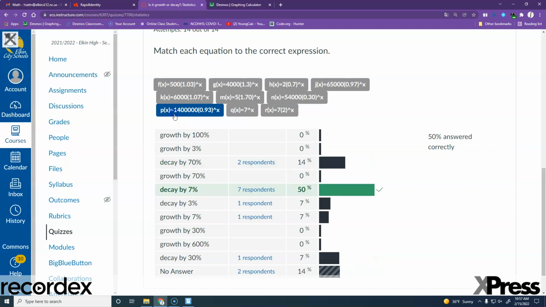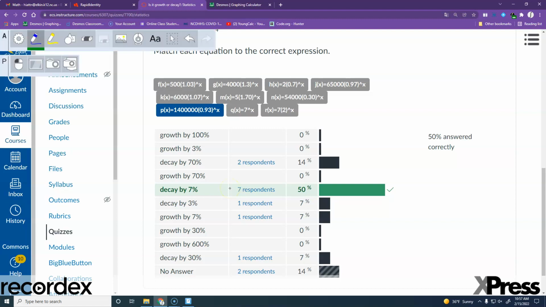For P, a little bit better on this one. This is decay by 7. Again, you're taking that 0.93. You're going to subtract 1. It's going to give you negative 0.07. Move that decimal 2 places, 7%.